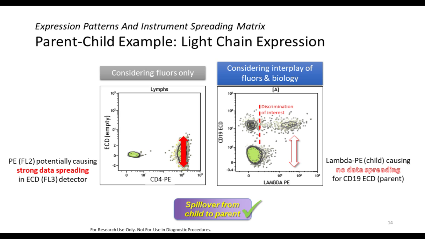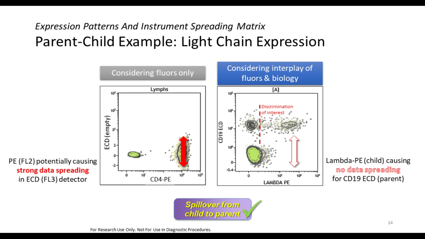On the left, we are again with the CD4 stain. We have considered fluors only, so the PE would cause a lot of spreading in the ECD channel, and we would maybe be concerned not to have PE and ECD labels that could occur on the same cell. However, on the right, we have taken the biology also into account.